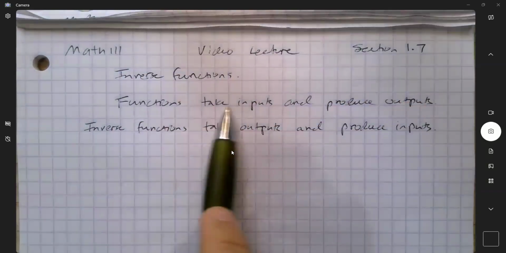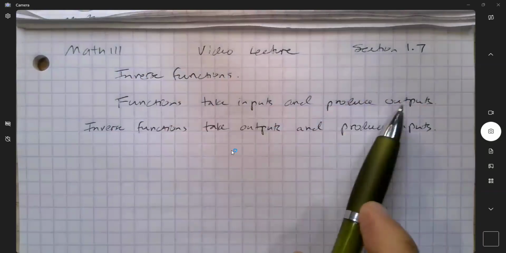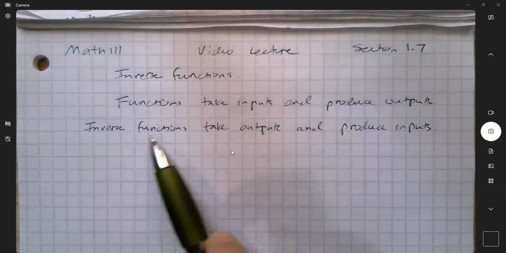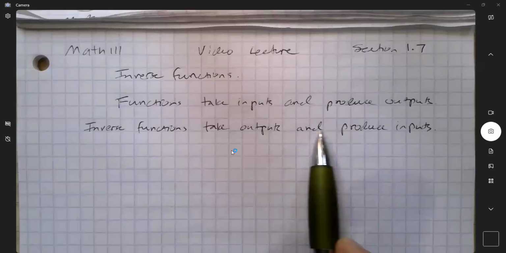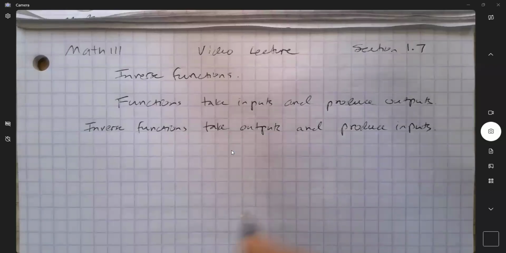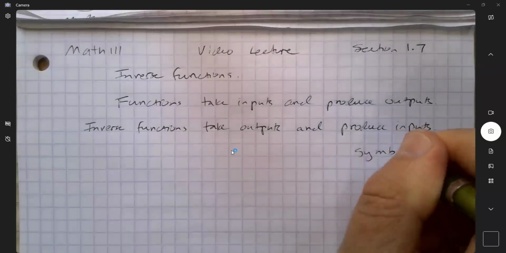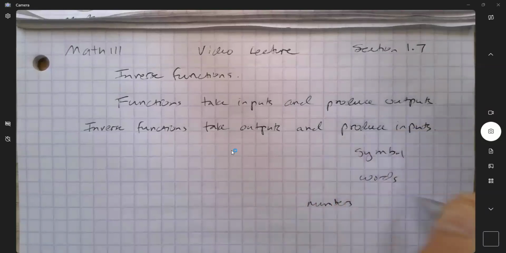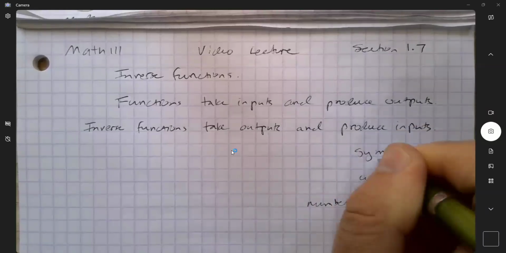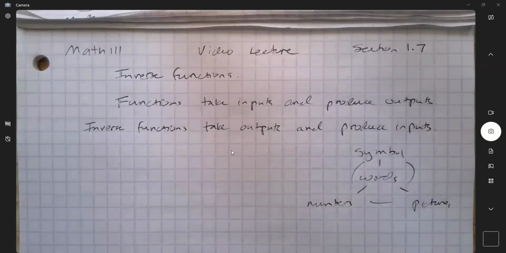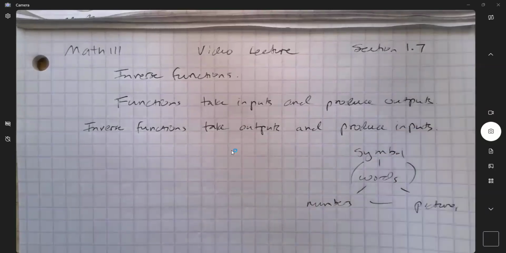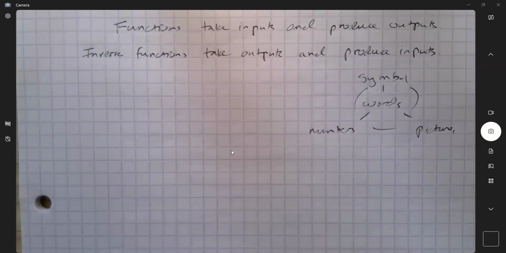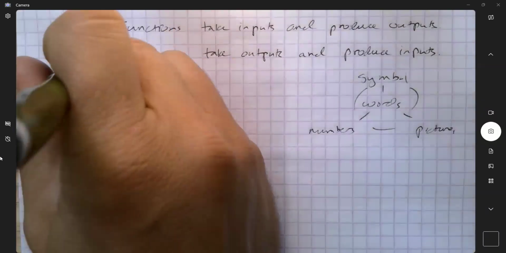Our functions take a set of inputs and tell us what the outputs are. Inverse functions start with the outputs and then they tell us what the inputs are. So let's look at all four common representations of math and use all four to explore inverse functions. And just like with combining functions, I'm going to start with numerical. So let's start with numbers.